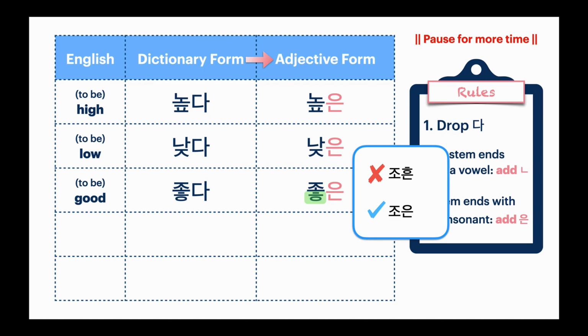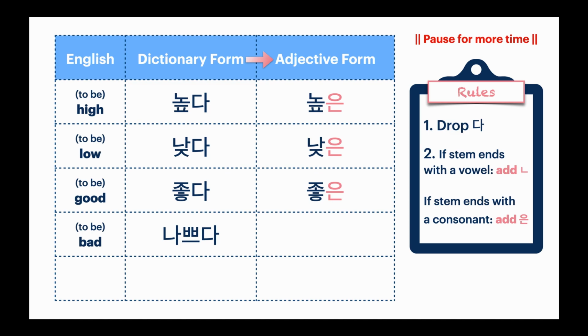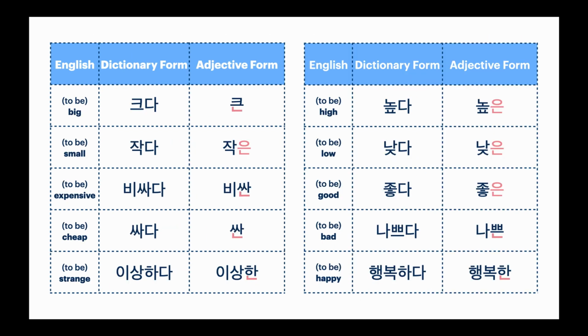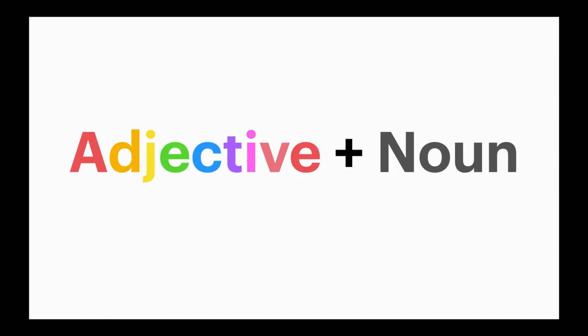Moving on, the opposite of 좋다 is 나쁘다, to be bad. 나쁜. And finally, 행복하다, to be happy. 행복한. Great! Now all of these adjectives have been put into their adjective form and are ready to be put in front of nouns. Feel free to pause here if you want to write anything down, because now we're going to practice putting these words in front of nouns.